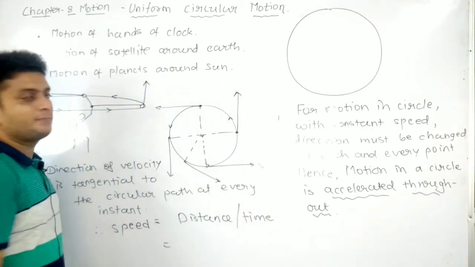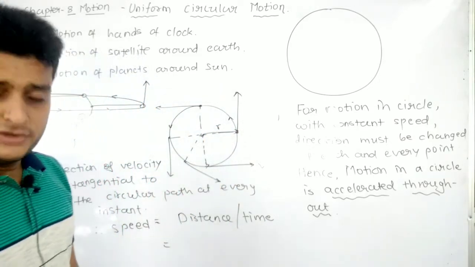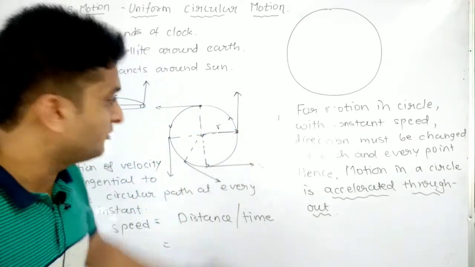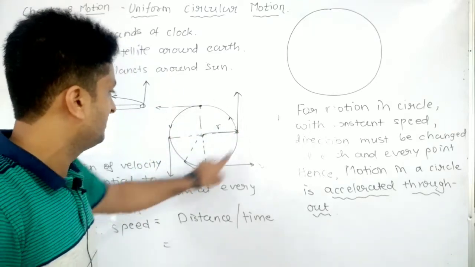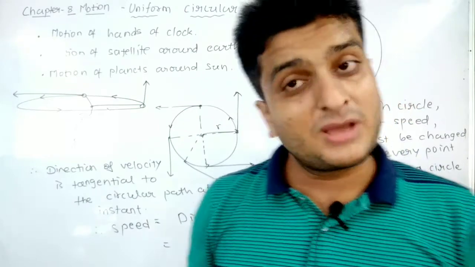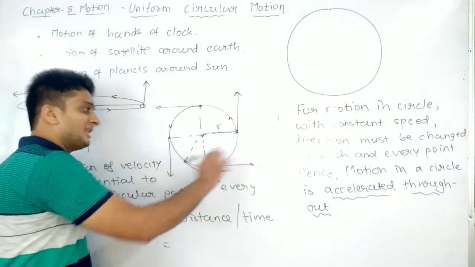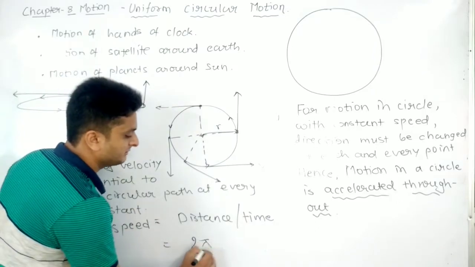Now in a circular path, let us consider the radius of the path is r. So can you tell me what is the total length of the circle? You will say, sir, it is equal to perimeter, and perimeter is equal to 2 pi r. You have already learned this in the 8th standard. Okay, so the distance need to travel is the length of circle, that is equal to 2 pi r.